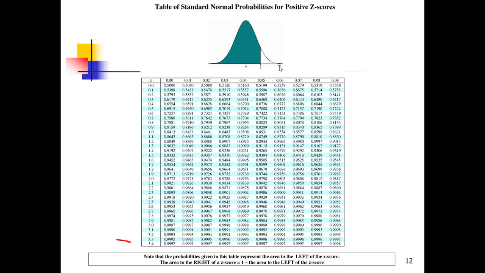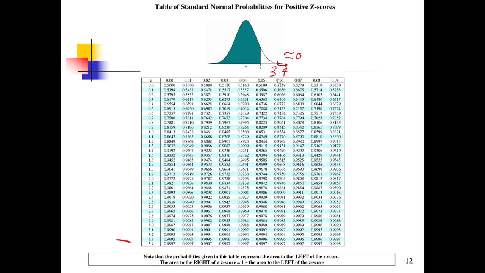It means here is almost nothing, this area here on the right of this z. This z is 3.4 or 3.5. Let me clean this. So the area on the right of 3.4 is almost 0. Why? Because the area on the left of 3.4 is 0.9997, which is all this. The whole area of this curve is 1.